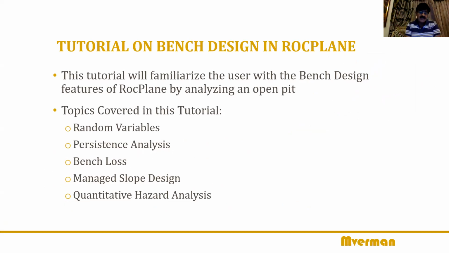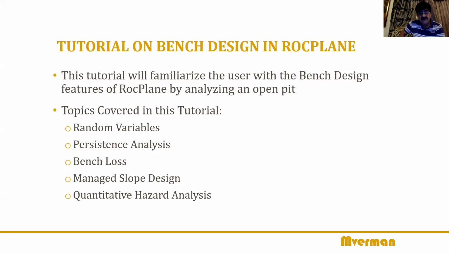Now, the topics which we are going to cover in this tutorial are, we'll see the random variables, which is part of the probabilistic analysis, and persistence analysis. You will see if a joint, or a discontinuity, is persistent. By now you should be able to realize that joints which do not persist or do not extend to longer distances, versus those which actually persist, the instability or the stability would be different in both cases. We'll see that.